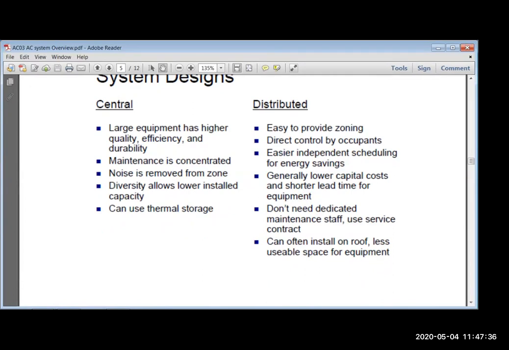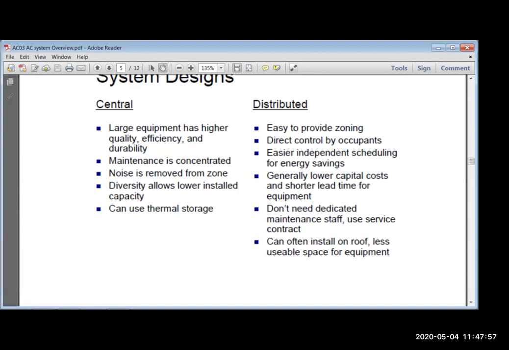So that is why advanced equipment has higher quality, efficiency, and durability. Maintenance is concentrated, noise is removed from the zone, and diversity allows lower installed capacity, and you can use thermal storage. So these are the advantages of the central air conditioning system.